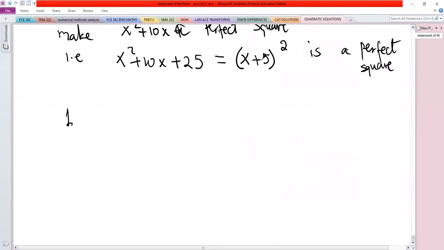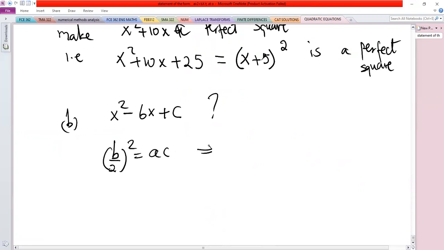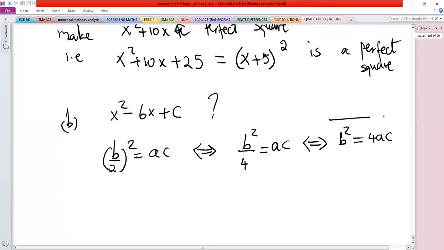B, we have x squared minus 6x. Let's say plus c is what we need to add to make it a perfect square. Then the formula is b over 2 squared equals ac, actually, which you can simplify as b squared over 2 squared, which is 4, equals ac, which is the same thing as saying b squared equals 4ac. So this is the formula you use for perfect squares.